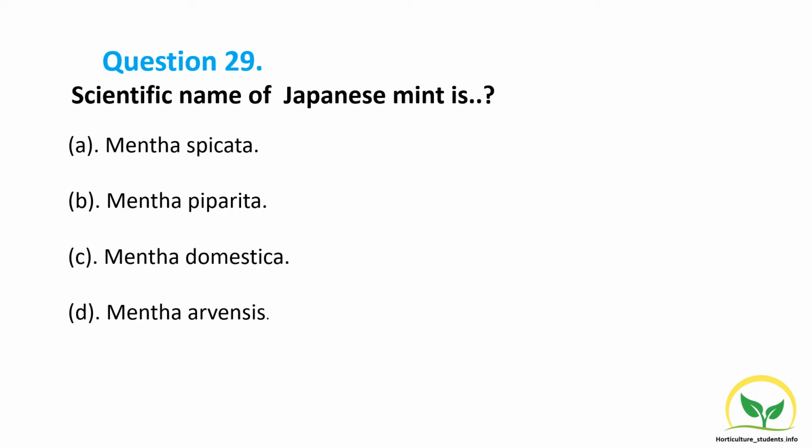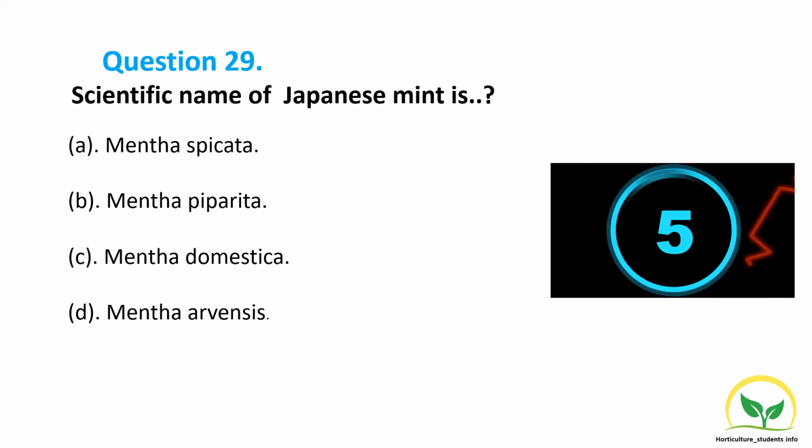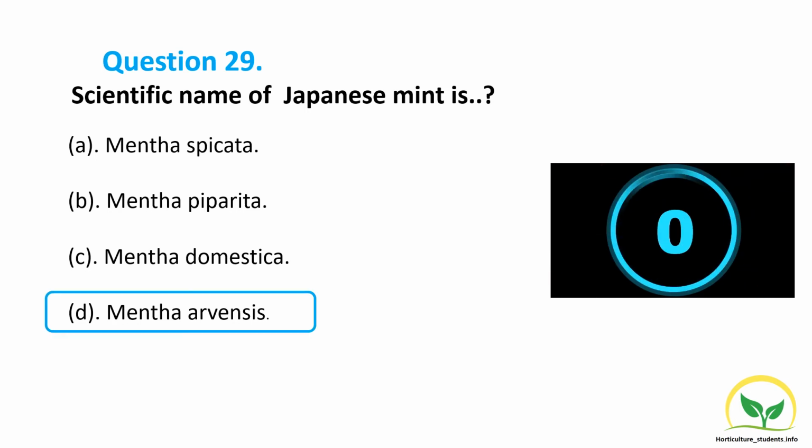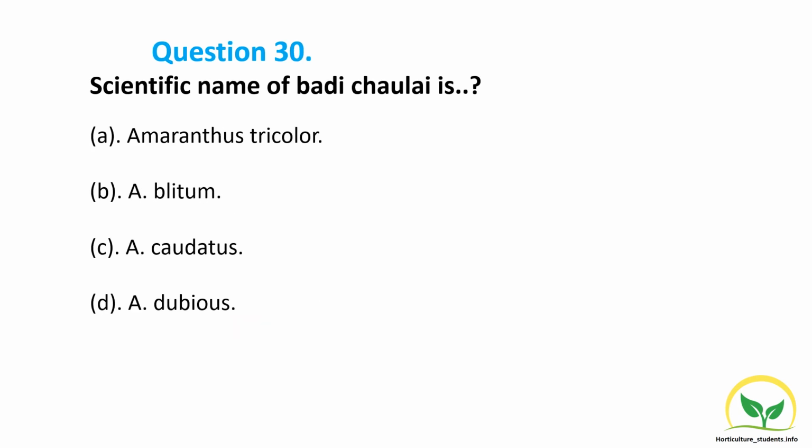Question 29. The scientific name of Japanese mint is: A. Mentha spicata, B. Mentha piperita, C. Mentha domestica, D. Mentha arvensis. Answer: D. Mentha arvensis.